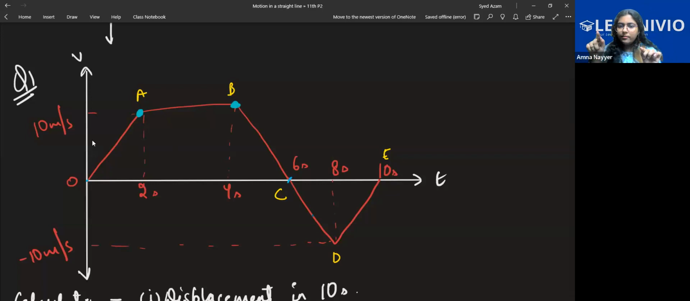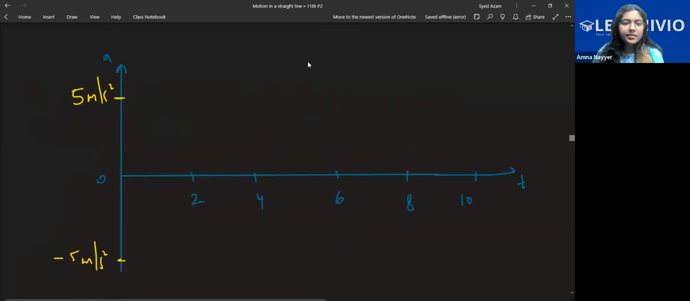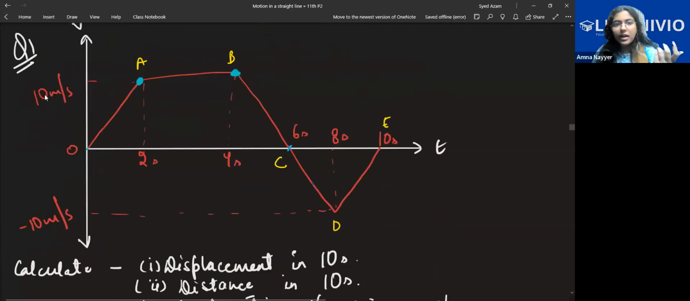Come to the board because you are seeing the slope now for acceleration. So O to A, slope is constant, means acceleration is constant. Now we are plotting acceleration versus time graph. So constant slope means constant acceleration. Acceleration's value we need to calculate first. This is 10 meter per second, time is 2. So this highest value is 5. 10 by 2 is 5.